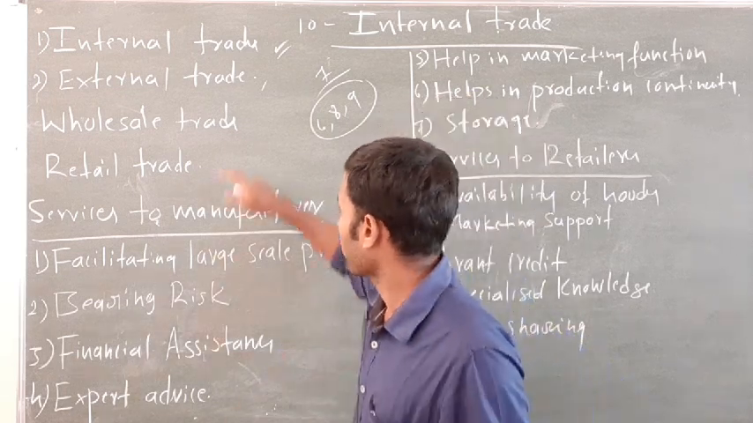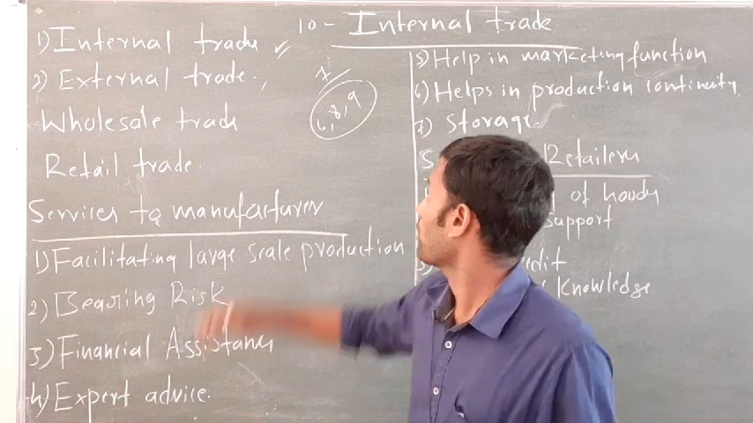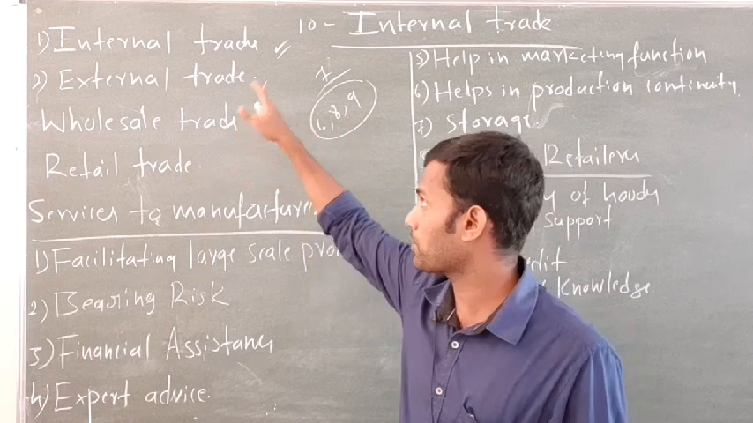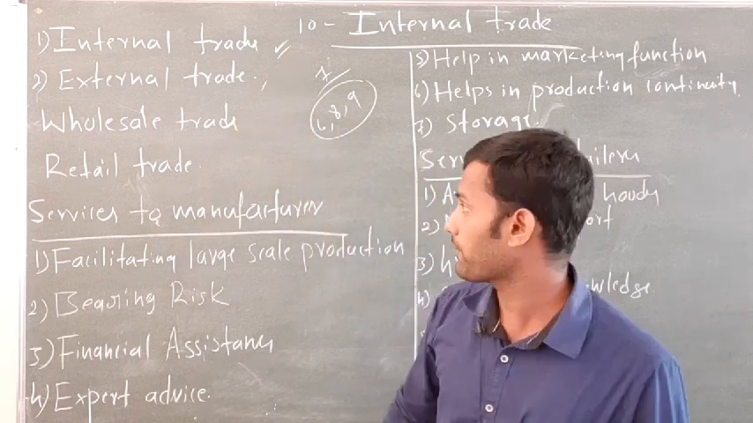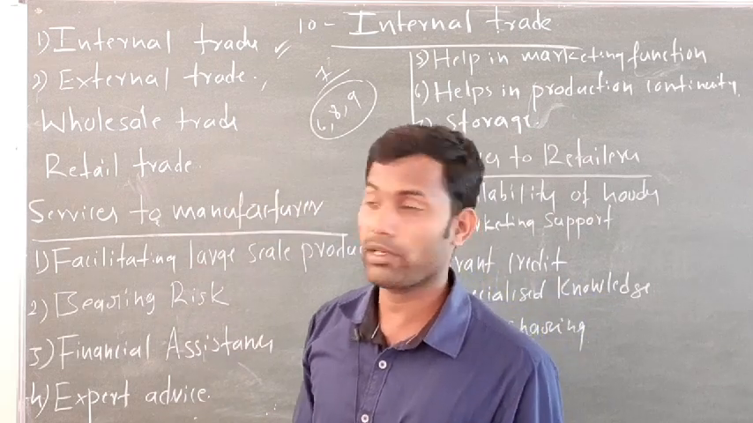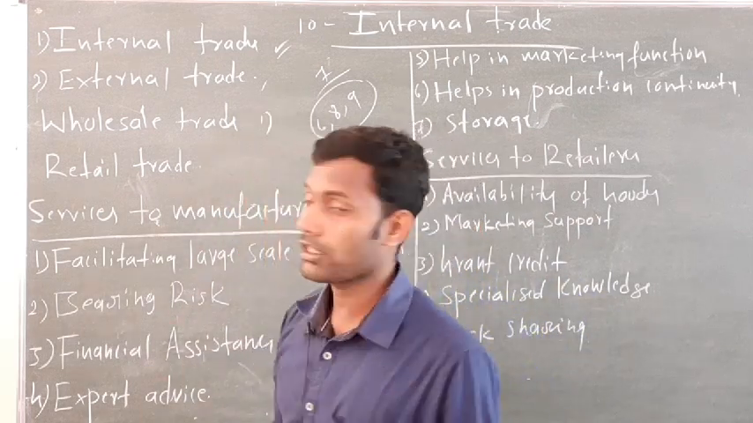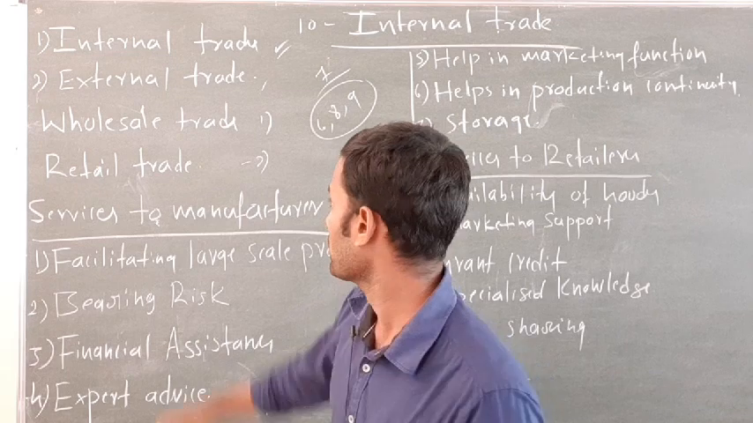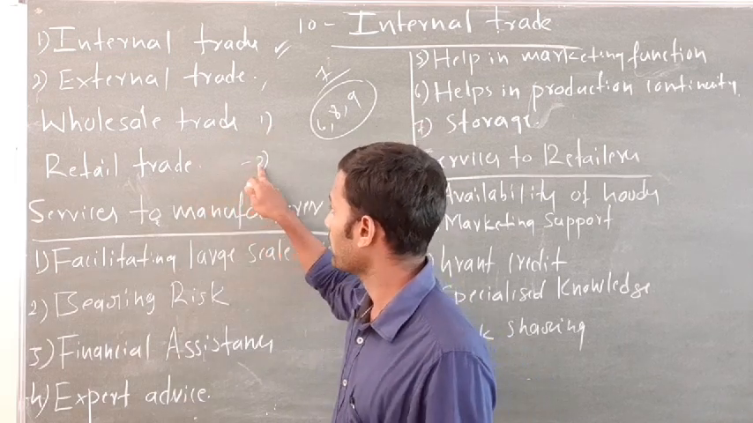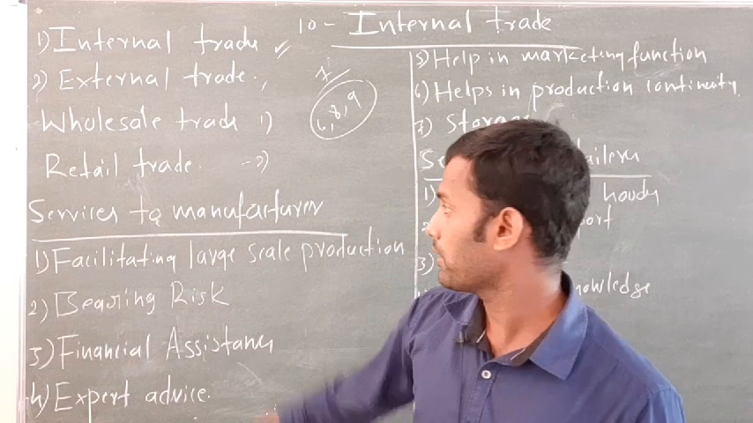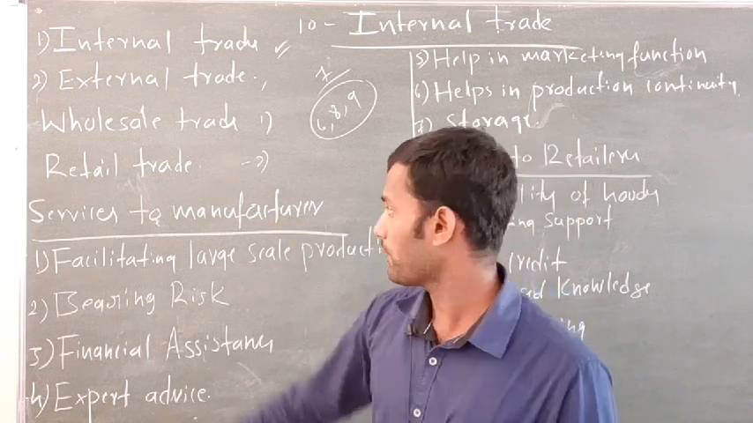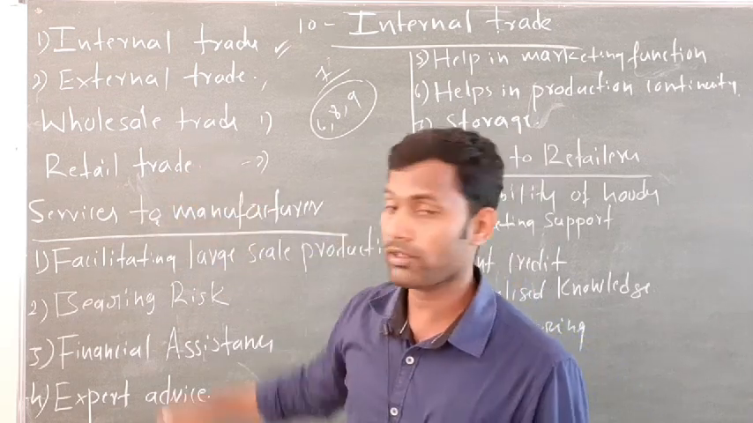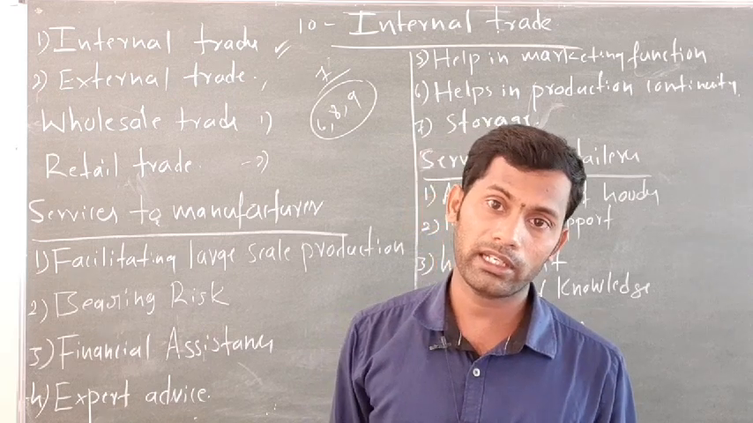Okay. Now, again when it comes to internal trade, it can be divided into two types. First one, wholesale trade, and second one, retail trade. Now we should study the meaning of wholesale trading and the meaning of wholesaler, then the meaning of retail trading and the meaning of retailer.